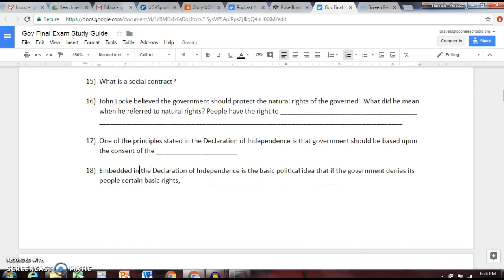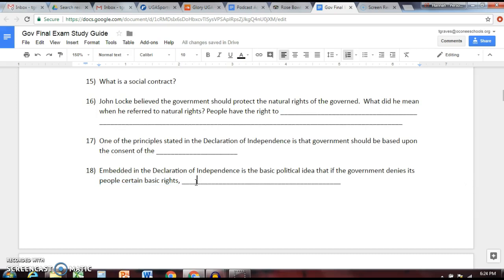Embedded in the Declaration of Independence is the basic political idea that if the government denies its people certain basic rights, the people have the authority to overthrow the government. That was the way to justify what they were doing to the British. Because remember, the colonists were British. They were under the control of the British, but they felt that the British government was denying them certain basic rights, like the right to have a representative in Parliament.